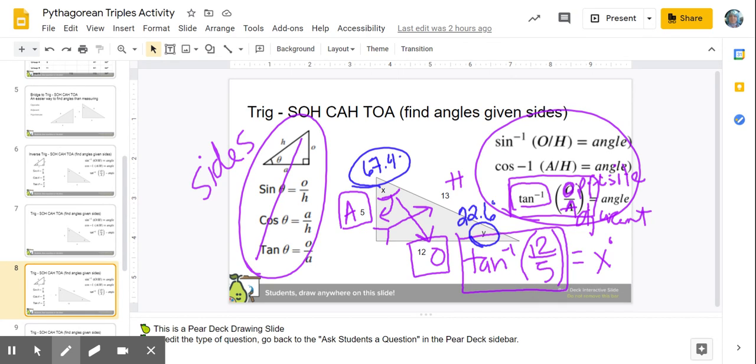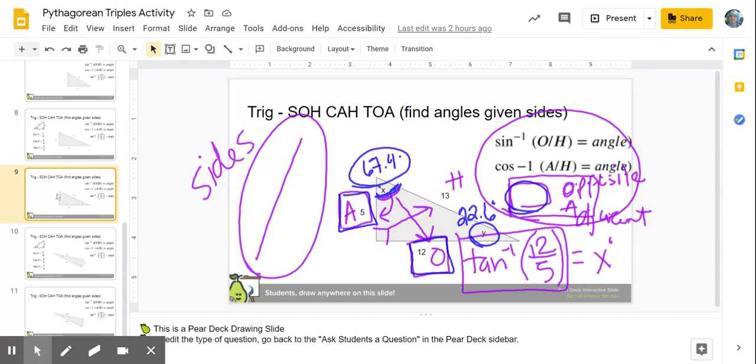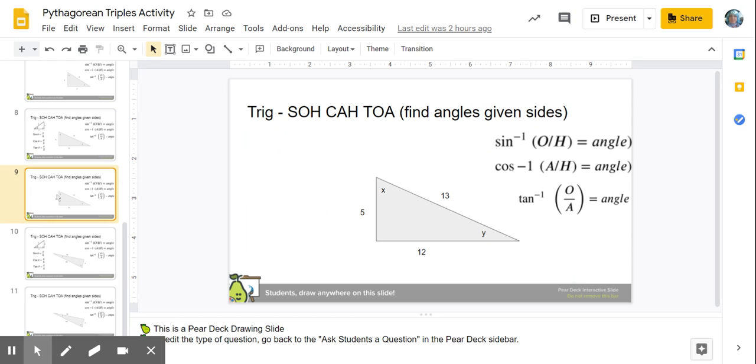Okay, so basically we're starting with one angle. We're choosing a function. We're identifying the variables we need between the opposite, the hypotenuse, and the adjacent. We're sticking it in Desmos to find the angle, and then subtracting from 90 to find the other angle. Okay, we've done sine, we've done cosine, we've done tangent. What do we want to use here?